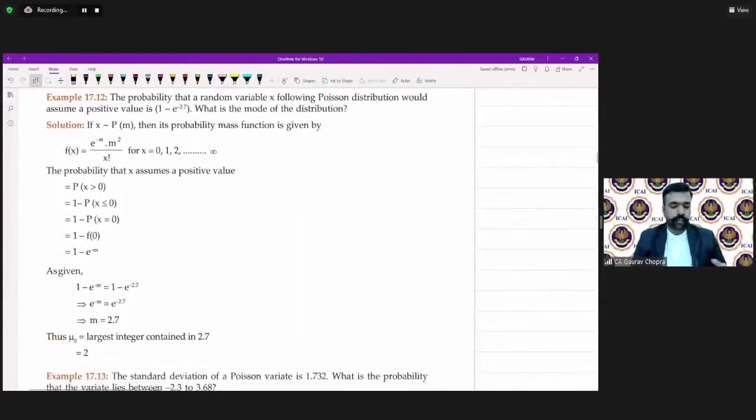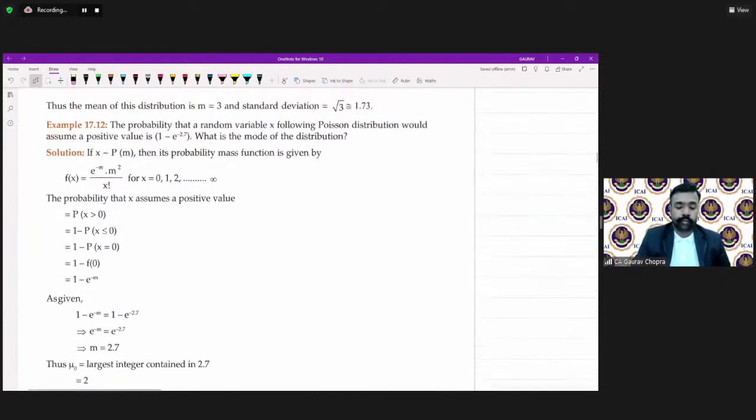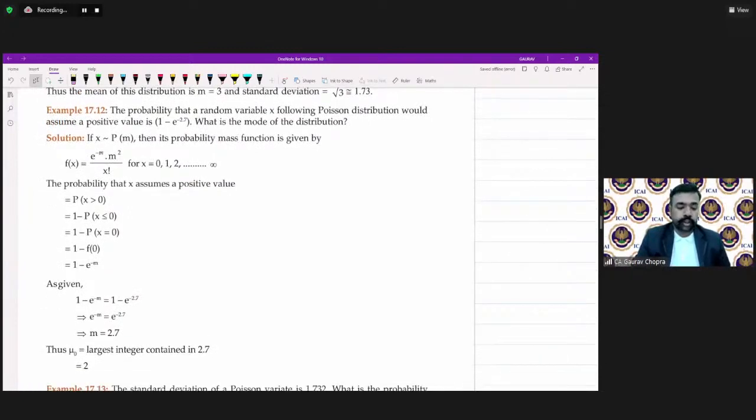Now the next one, 17.12 we are solving. The probability that a random variable x following Poisson distribution would assume a positive value is 1 minus e to the power of minus 2.7. What is the mode of the distribution? So this is the given question now.